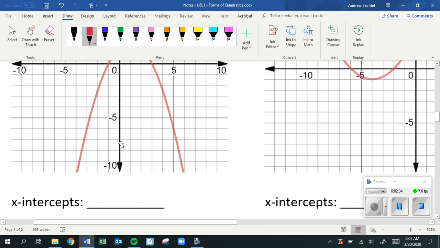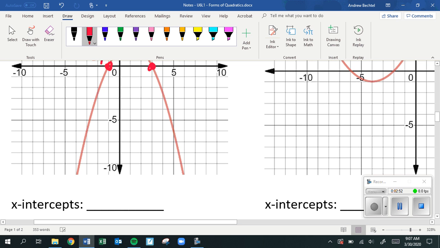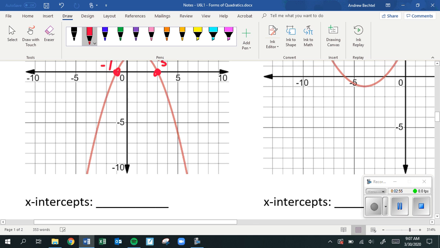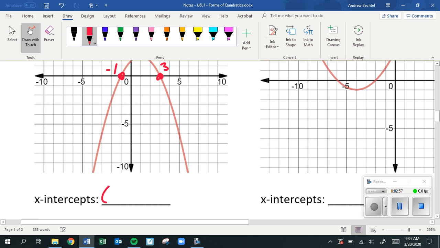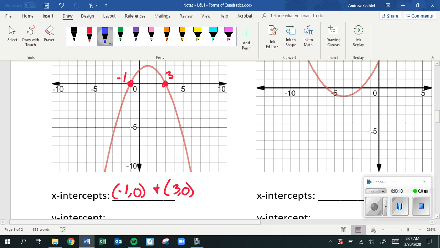First thing I want to find, x-intercepts. X-intercepts happen where the graph meets the x-axis, which I've just drawn in red. I see a point here and here. That is -1 and +3. You can just leave those x-intercepts like so, but the proper notation would be as an ordered pair. So we would say x and then y. -1, 0, and 3, 0. Those are the 2 x-intercepts.